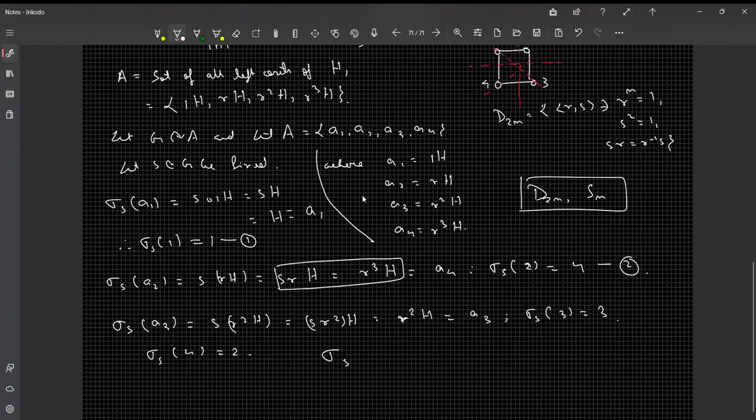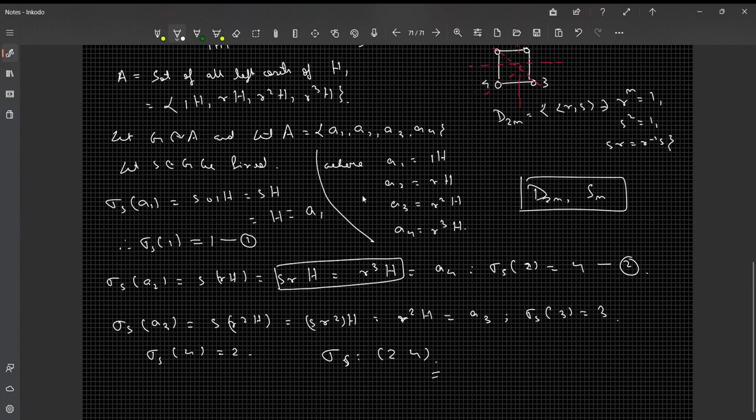Therefore, how can sigma S be represented? Let us just notice. Sigma S sends 1 to 1, 2 to 4, 3 to 3, and 4 to 2. So this is the simple cycle (2 4). Clear? Okay.